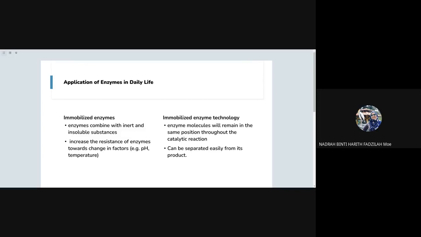Kemudian menggunakan immobilized enzyme technology juga, enzyme molecules will remain in the same position throughout the catalytic reaction and can be separated easily from its product. So, immobilized enzyme technology dan juga immobilized enzyme ni adalah menyebabkan banyak biological consumer products adalah lebih user friendly, dan ialah sebab dia menyebabkan dia inert and insoluble kan. So enzim tu tidak bertindak balas dengan kita punya anggota badan lah.